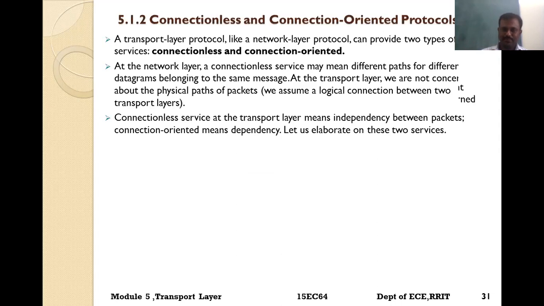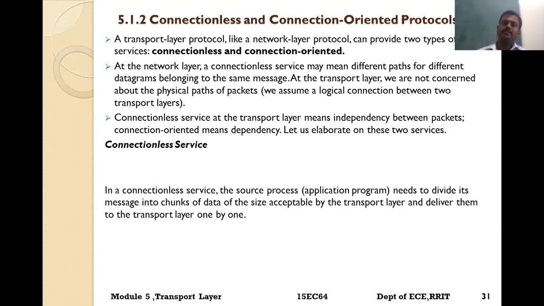Connectionless service at the transport layer means independence between the packets. Each packet is independent of the others. Each packet can follow any path, any route, when it reaches the destination. That is what connectionless means here. Connection oriented means dependency. Each packet will have a particular sequence number and is connected to the others. So we'll try to understand the difference between connectionless and connection oriented.